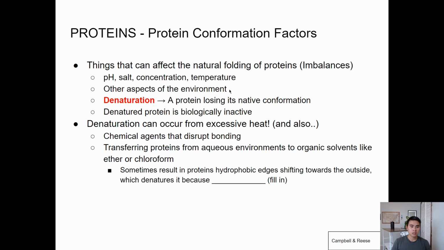And another thing that can change it is chemical agents that disrupt bonding. So for example, if you transfer a protein from an aqueous environment to organic solvents, sometimes what happens is the hydrophobic edges are going to shift to the outside and it denatures. So I want you to think about why that happens.